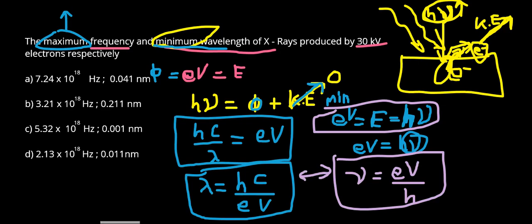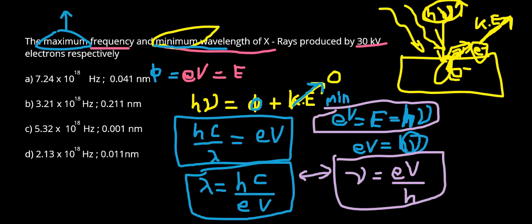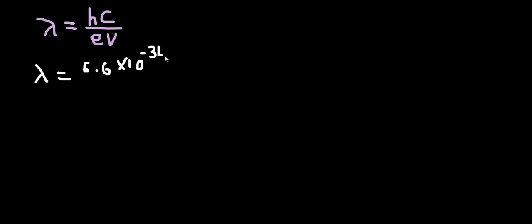In the next page, let's move to the next page. To find lambda, the minimum wavelength, let's look at the values: hc by electron volt. To find the minimum wavelength, simply substitute the values. Planck's constant is 6.66 into 10 power minus 34, known as Planck's constant, that is h.